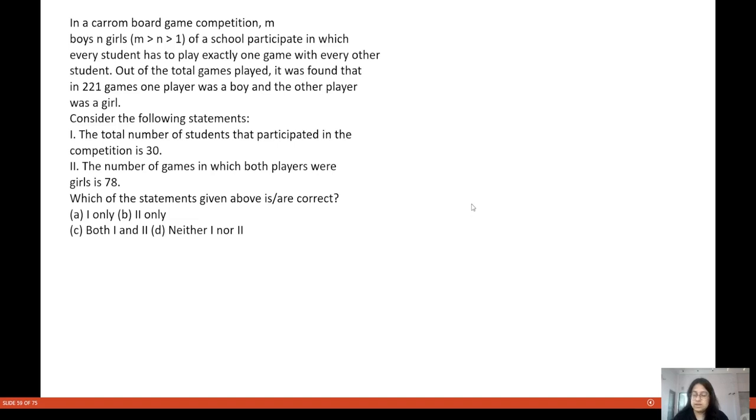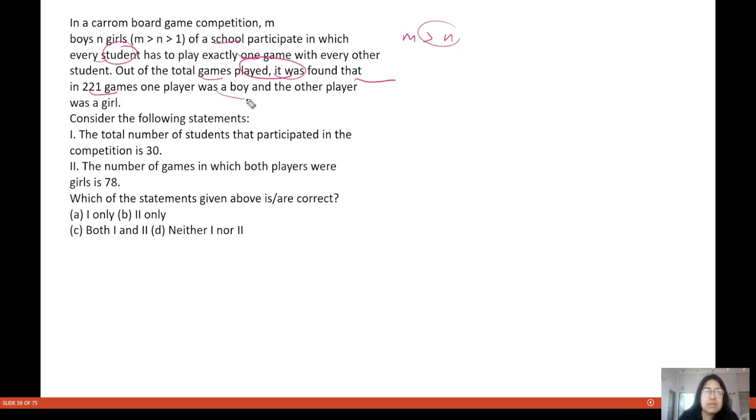Okay, now let's move forward. Okay, now look at this question. Let us understand what this question is saying. It is saying, in a carom board game competition, M boys and N girls of a school participate. Okay, and the number of boys is greater than the number of girls, in which every student has to play exactly one game with every other student. Okay, so every student has to play exactly one game with every other student.